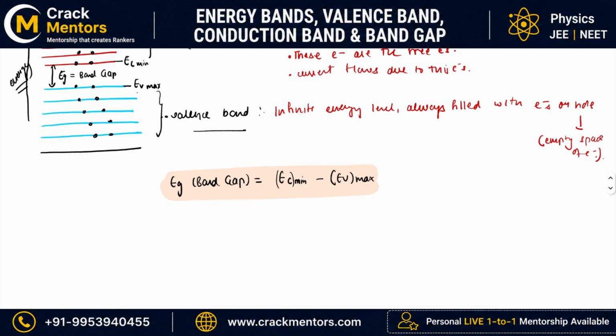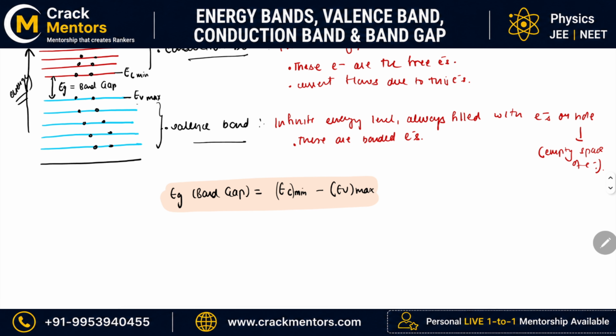So I hope it is clear that the valence band consists of infinite energy levels, always filled with electrons or holes. These have the bonded electrons. Now what do bonded electrons mean? Right now I said that the conduction band has free electrons that are capable of conducting electricity. The electrons of the valence band are not capable of conducting electricity because they are in a bonded state, due to which current cannot flow due to these electrons. I hope that is clear.